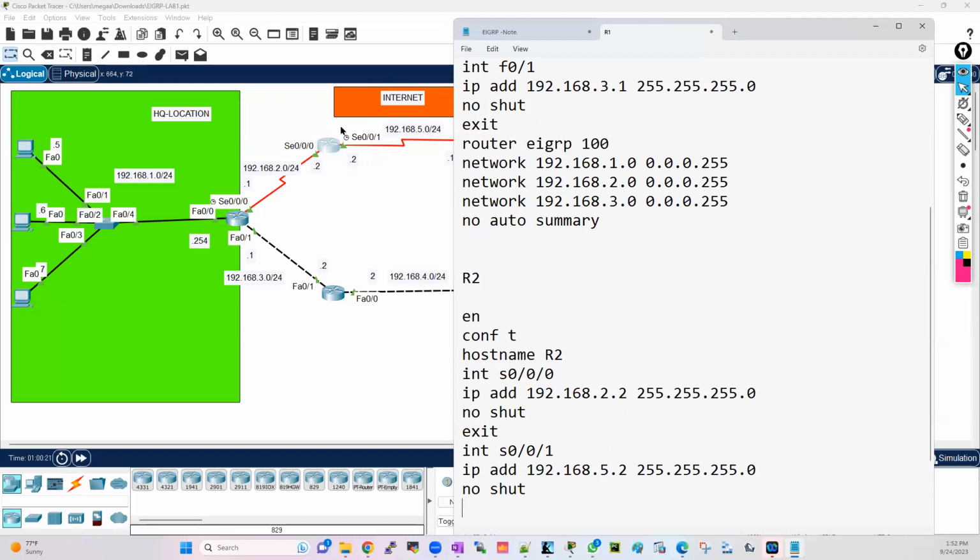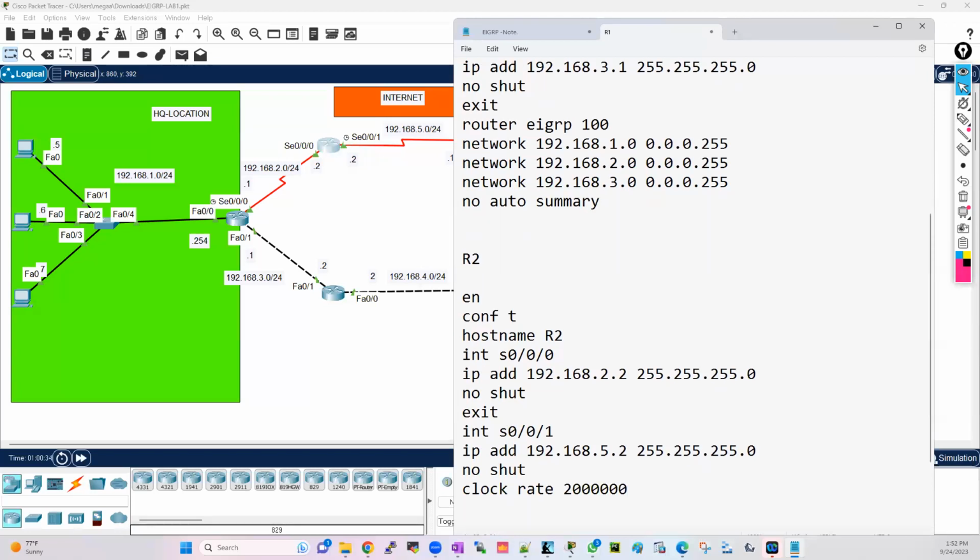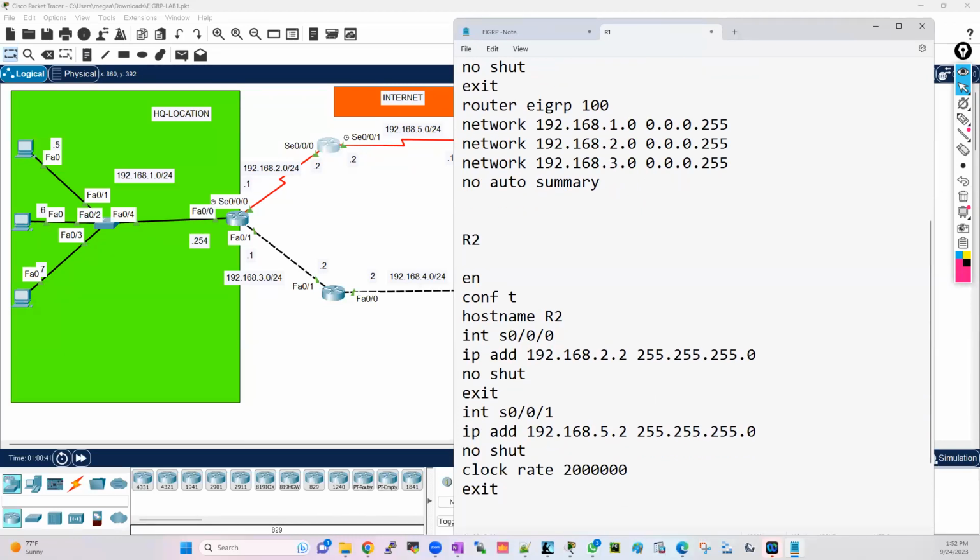Then we have another one here, clock rate. Clock rate 2 million. You can put 2 million, 2000000. And then enter. What again? Exit. Because we have two interfaces on this side, right? Yes, only two interfaces. So now we need to go to router.